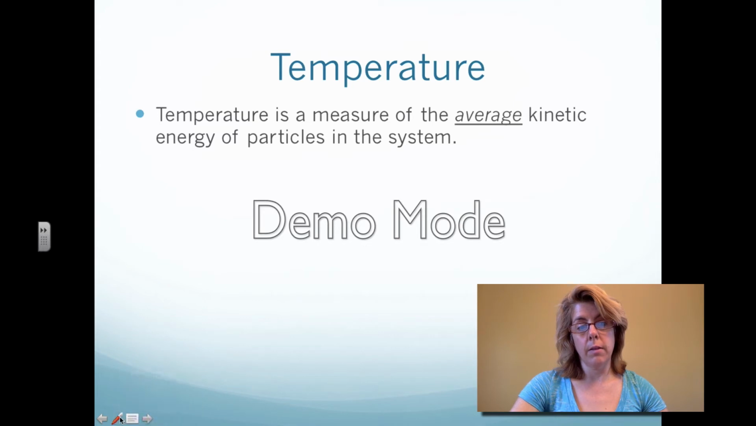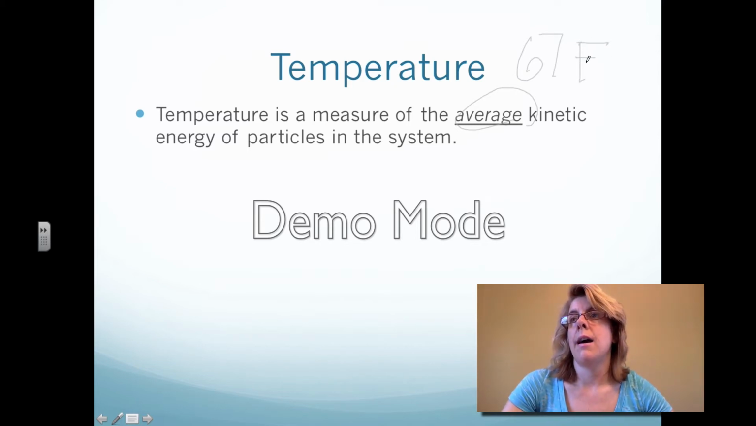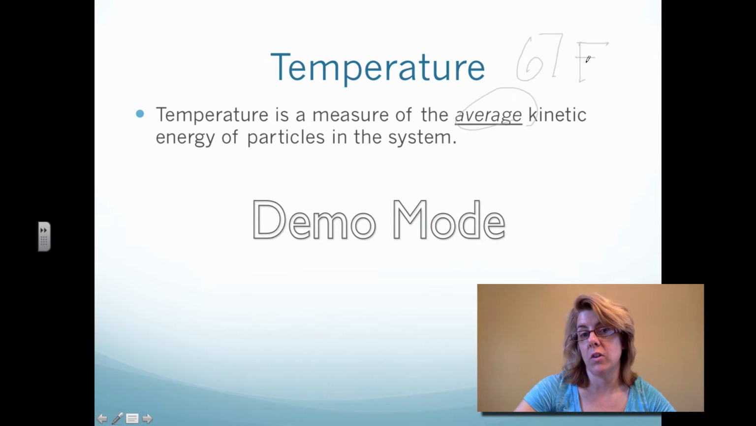So that means if I'm in 67 degree temperature, I have some molecules that are higher than 67 degrees, and I have some molecules in this room that are lower than 67 degrees.